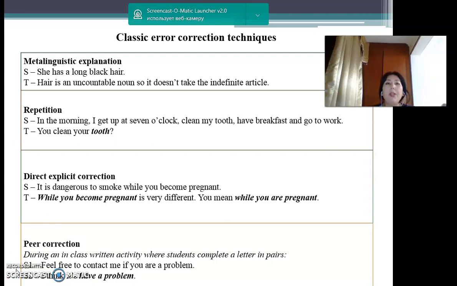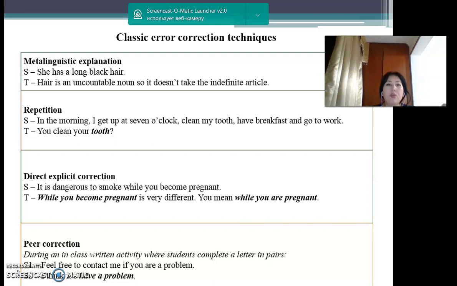The next technique, repetition. Student: In the morning, I get up at 7 o'clock, clean my tooth, have breakfast, and go to work. Teacher: You clean your tooth? Only one tooth? Not teeth, like this. It's repetition: the teacher repeats the incorrect word.